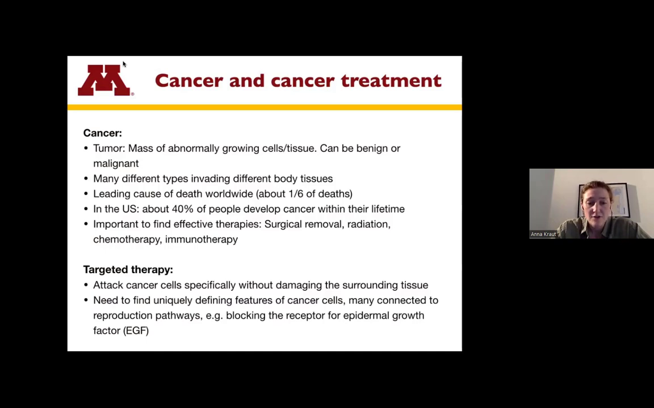And many approaches have been connected to this feature of cancer cells of them being highly proliferative. So quite a few targeted cancer therapies work by somehow interfering with the reproduction pathways of the cancer cells. For example, blocking the receptor for epidermal growth factor, EGF, and many other versions of interfering with reproduction. And the goals of these therapies can both be to slow down tumor growth, but also actually induce apoptosis and kill off existing cancer cells.